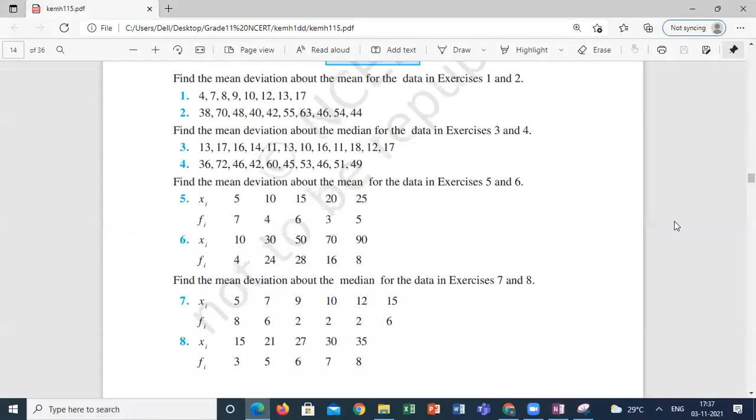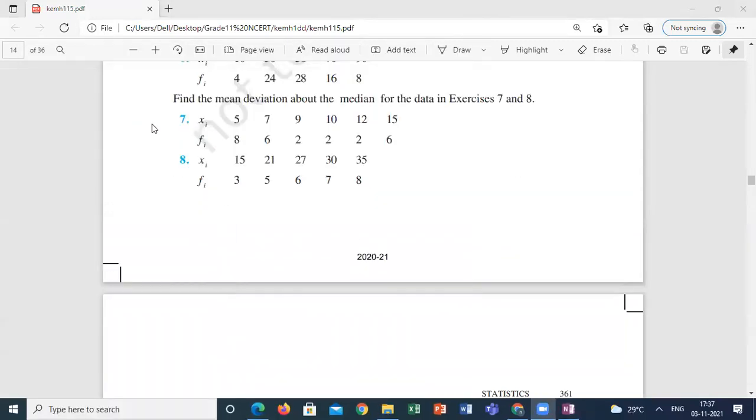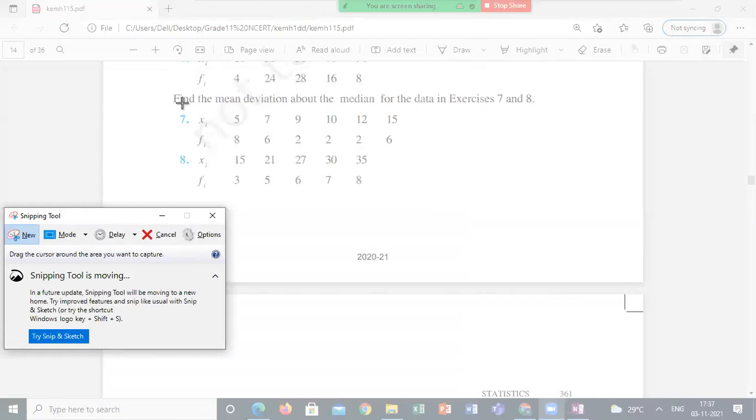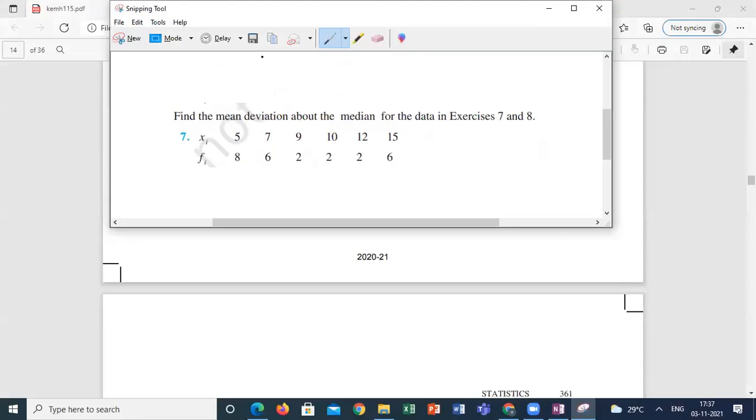I'm moving to question number 7. He is asking us to calculate the mean deviation about the median. So calculate the median and how much each and every observation deviates from the median. For calculation of the median, what do you have to do here? You have to calculate the cumulative frequency. Am I right?